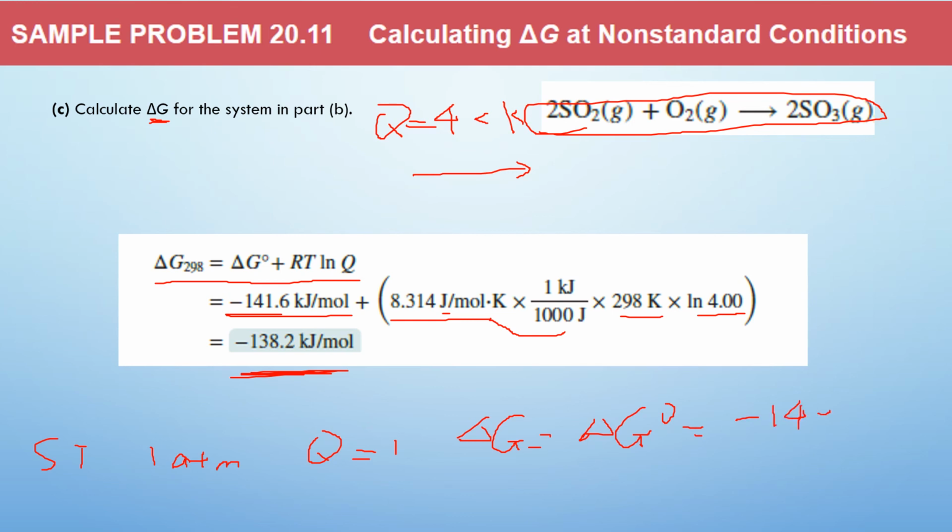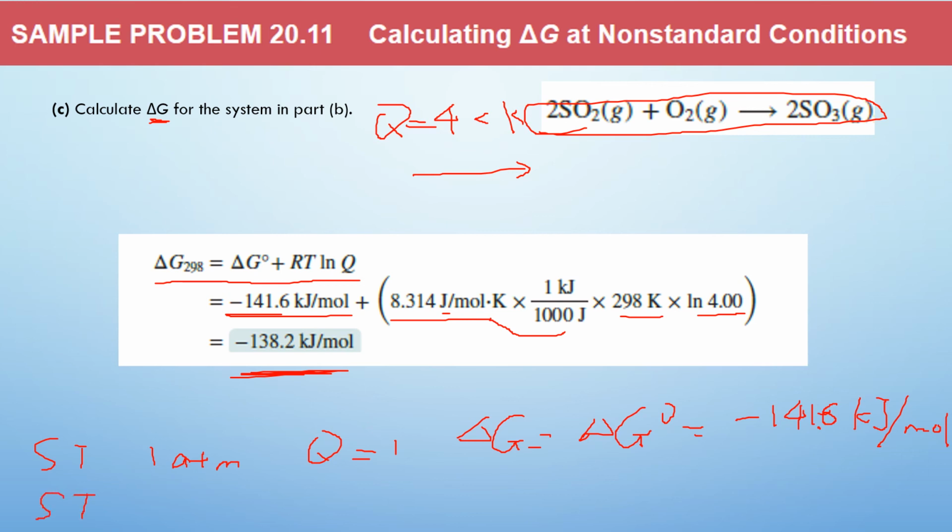negative 141.6 kilojoules per mole. So that's at standard state. In part B, you have a certain concentration of each of these gases, so that's no longer at standard state.